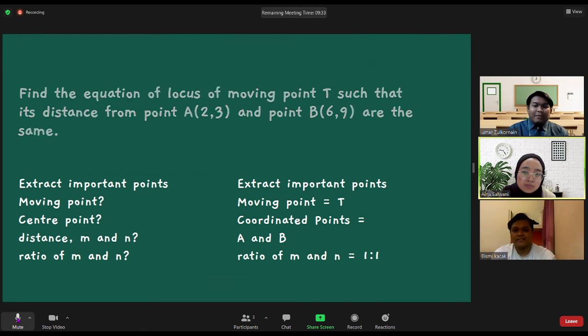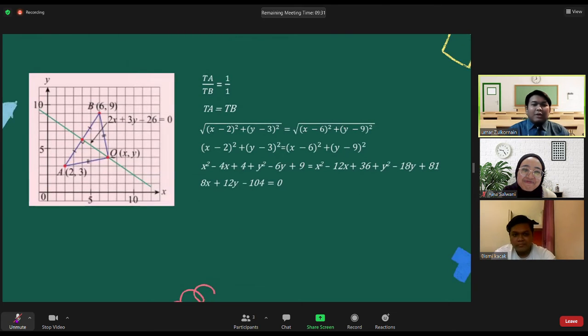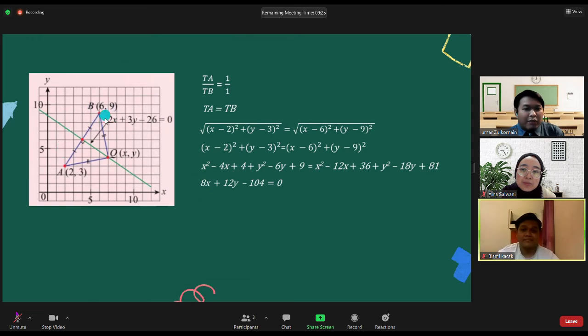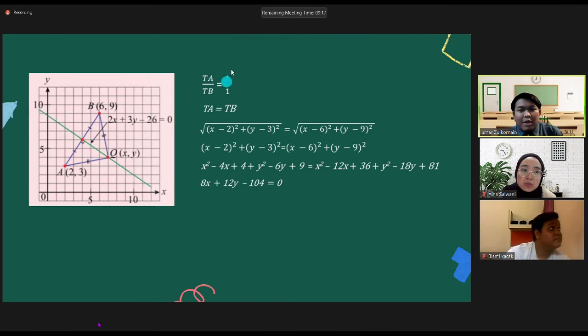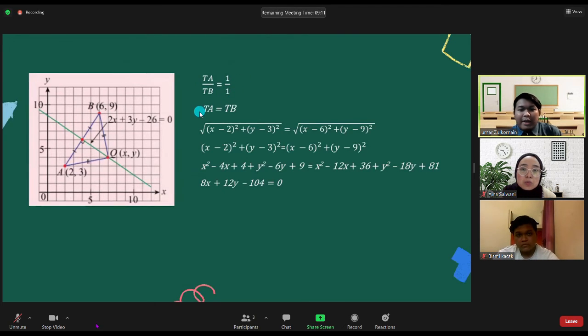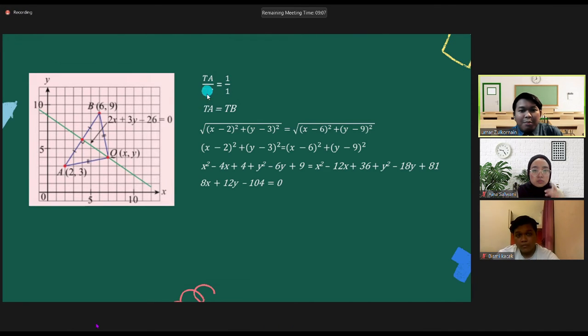So this is the method to solve it. You need to draw here A (2, 3), B (6, 9), and you will get this sketch of the graph. In this concept, you need to do PA over PB equals to 1 over 1. And since PA over PB is equal to 1 over 1, then you can put PB up here, then you will get PA is equal to PB.